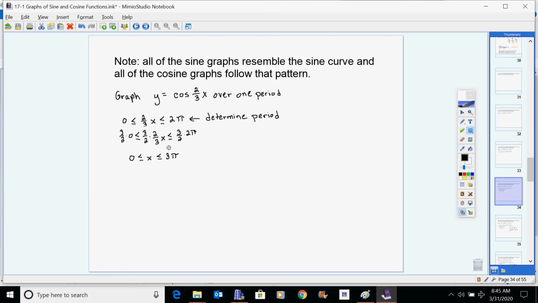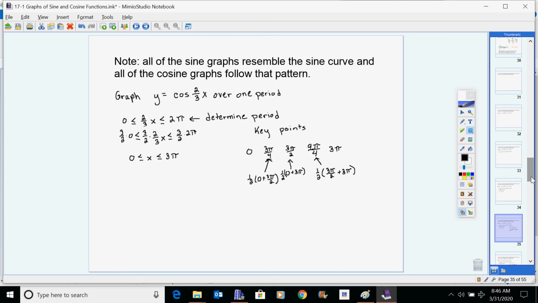So our period for this one is 0 to 3 pi. We've got the beginning, we've got the end, we need to find the middle. So you would take 0 plus 3, which would give you 3, times a half. So your middle would be 3 halves. To find this one, you take 0 plus 3 halves times a half, which would give you 3/4. To find this one, I'm taking 3 halves plus 3 times a half, which gives me 9/4.